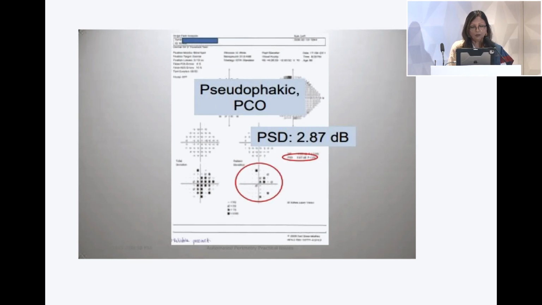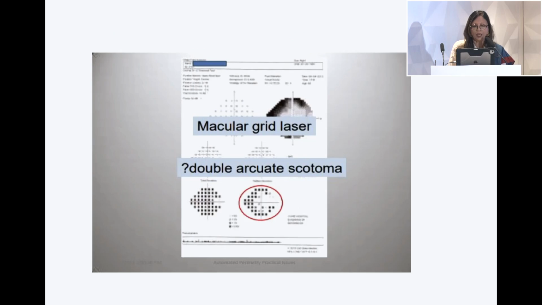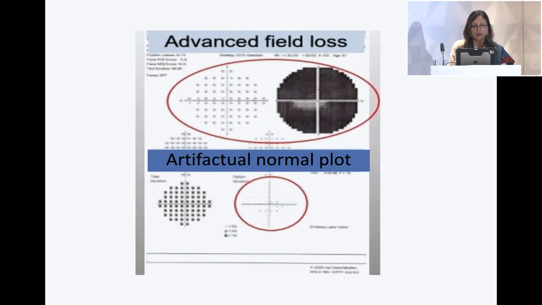So pseudophakic PCO, in that you might get something like this, a paracentral scotoma. And macular grid laser, you need to be aware of what's there in the posterior segment, or you might get something like this, which resembles a double arcuate scotoma. In advanced field loss, we actually don't pay any importance to the gray scale when we're looking at glaucomatous fields, but here when you have something like this, then you actually need to see what's going on.